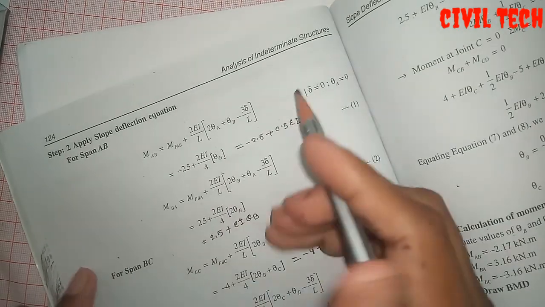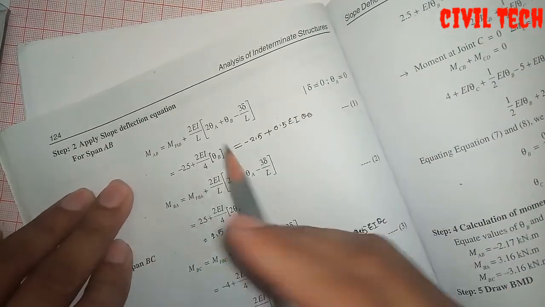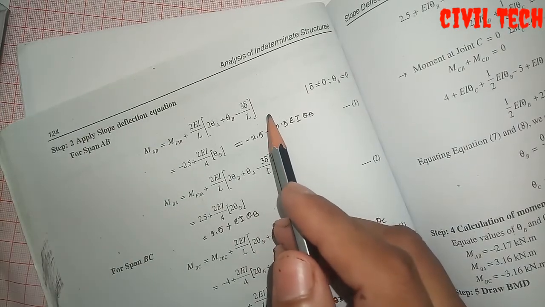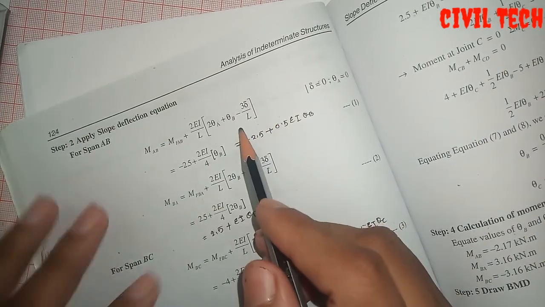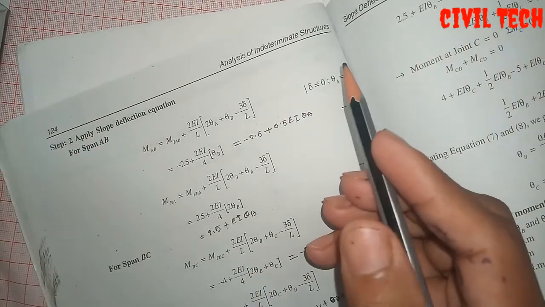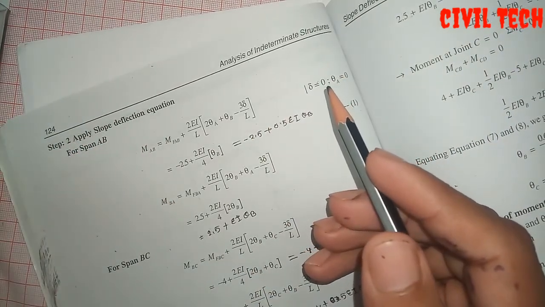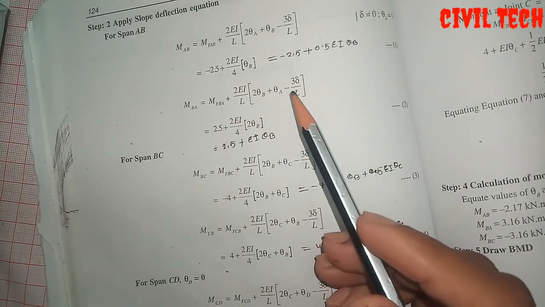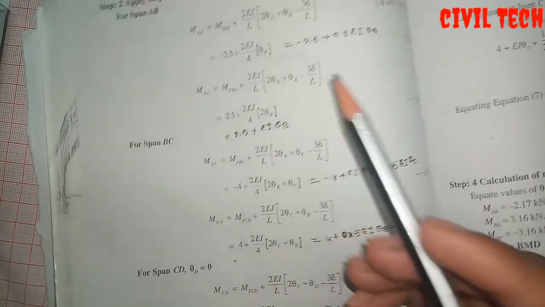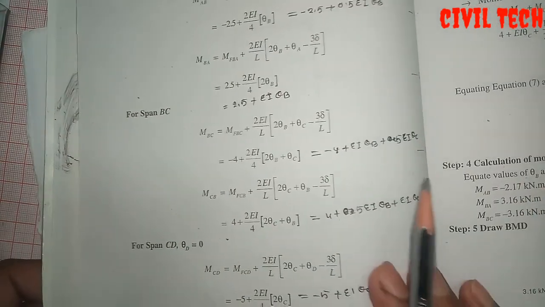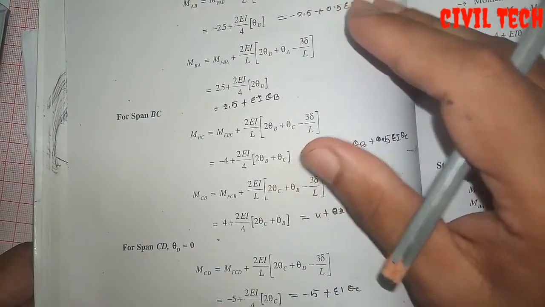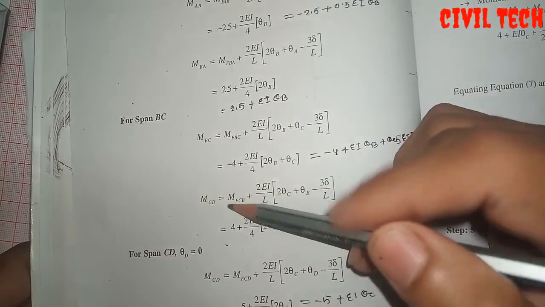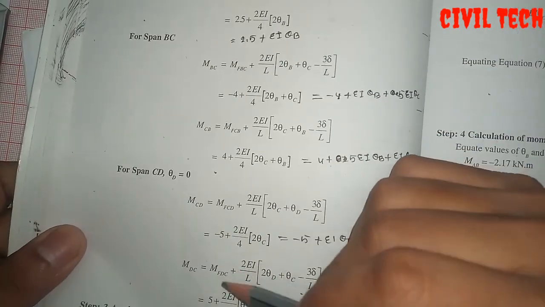Step 2, slope deflection equation. We know these equations are derived from the slope deflection method. All these formulas are obtained by deriving the slope deflection equation. I have already told this, just put in the values. I'm just clarifying the basic concept of frames and beams, and the remaining calculation is all the same: MAB, MBA, MBC, MCB, MCD, MDC, all the same calculation.